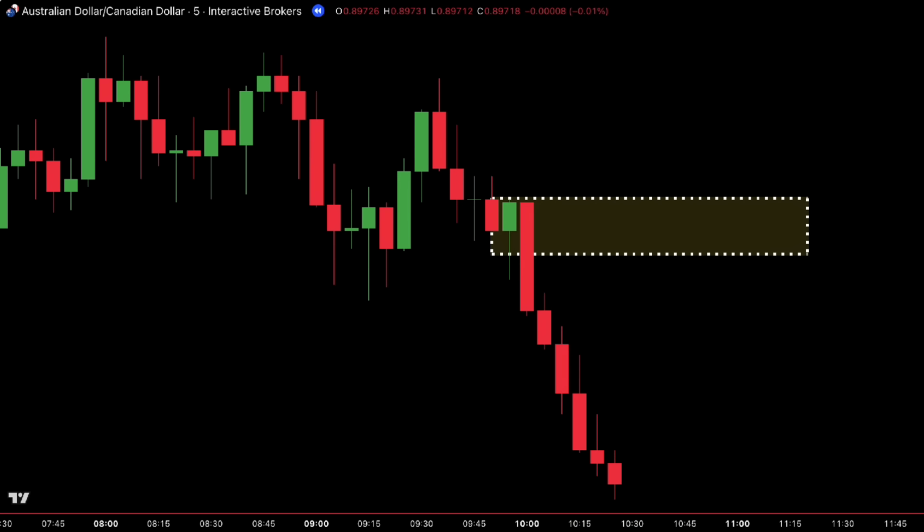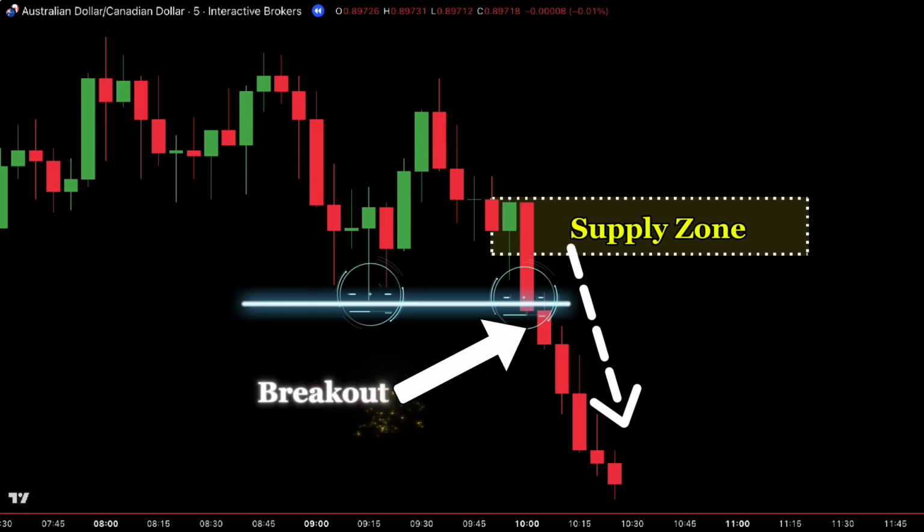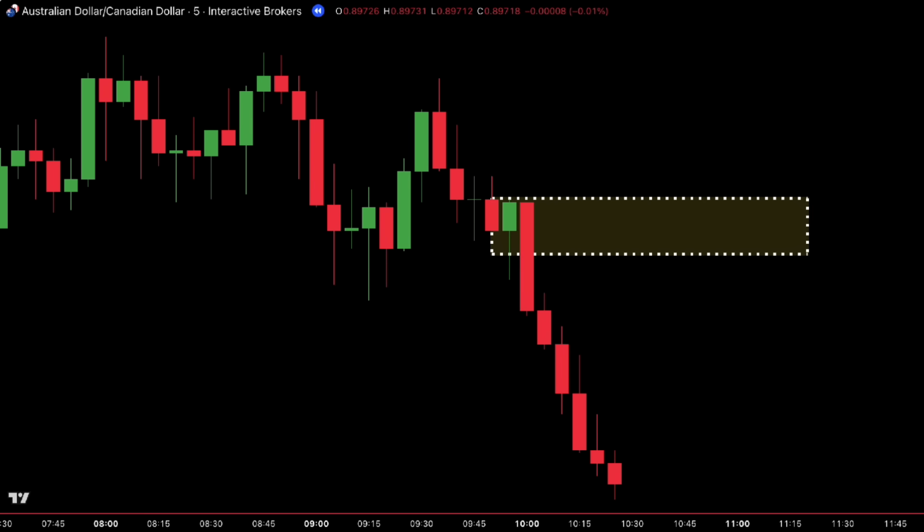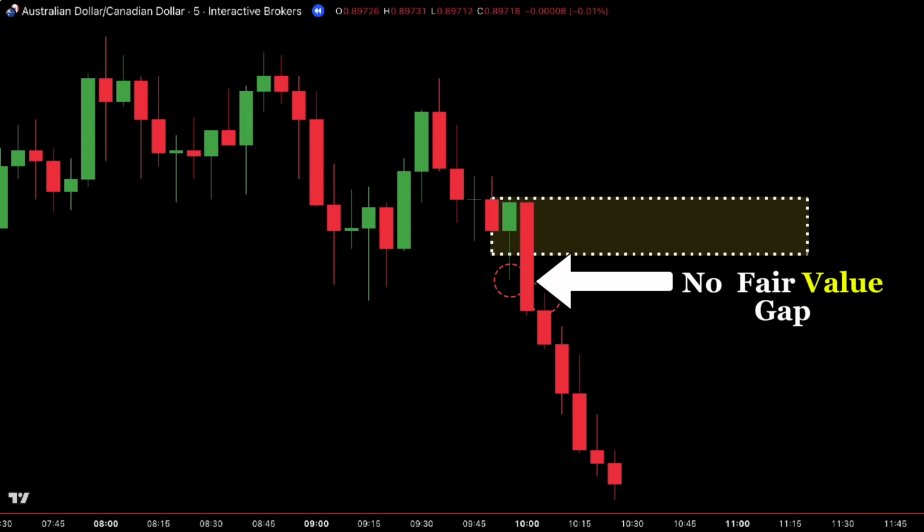Look at this chart. Here we have a clear supply zone. The move away is strong and it breaks through a previous level. This is not just a simple resistance line. It's a price area where institutional selling entered the market aggressively. Now, is it a valid order block? I'll give you 5 seconds to think about it. The answer is no, because it does not hold a fair value gap. Without that footprint of institutional imbalance, it doesn't qualify as an order block.